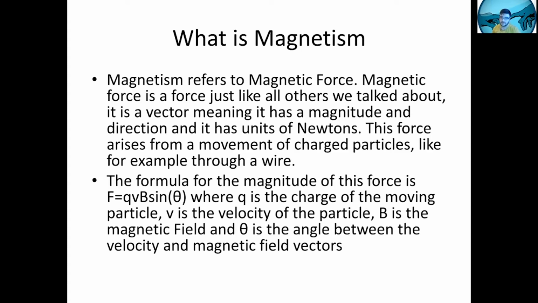First, magnetism. What is magnetism? Well, magnetism refers to the magnetic force. Magnetic force is a force, as the name would imply. And just like all of the other forces, it's a vector, meaning it has a magnitude and direction, and it has units of newtons, just like applied force, friction, tension, all of those other forces that we talked about. Magnetic force is the same: it's a vector, magnitude and direction, and units are newtons.